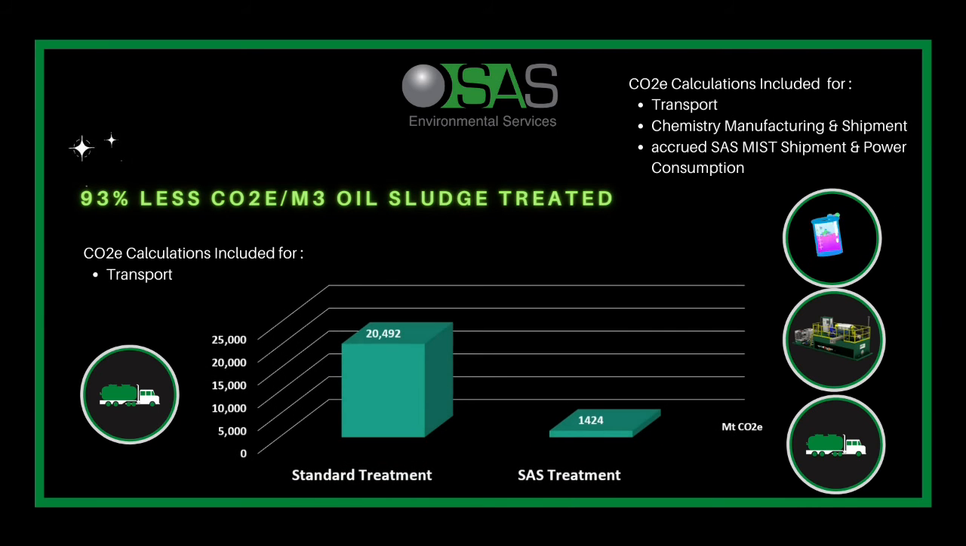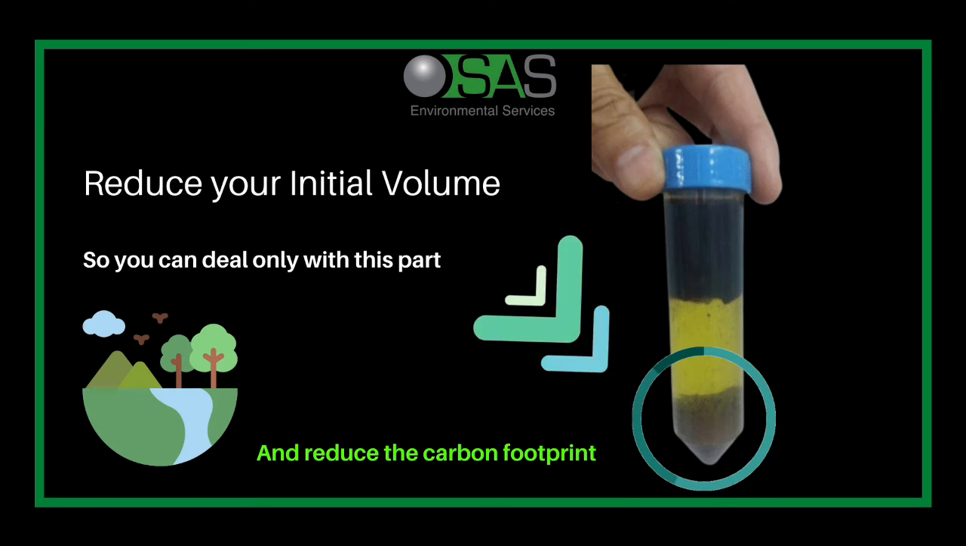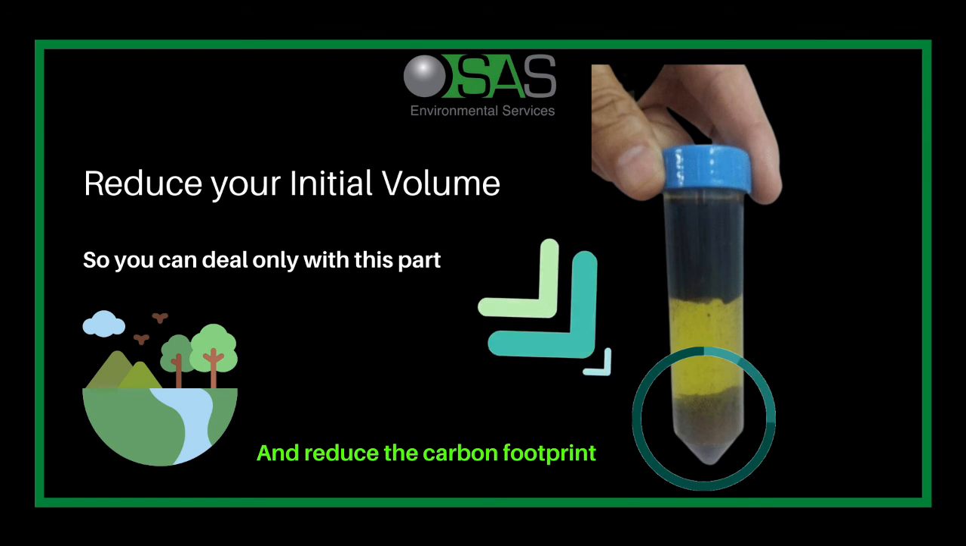And in the case of this particular example, you're looking at over 20,000 tons of CO2 equivalent emissions for stabilizing the waste and transporting it, or you're looking at about 1,400 tons of carbon dioxide equivalent emissions for the mist treatment process and only transporting a much smaller fraction of the waste. So the impact on the carbon footprint by actually treating at the site of storage or generation is absolutely massive.